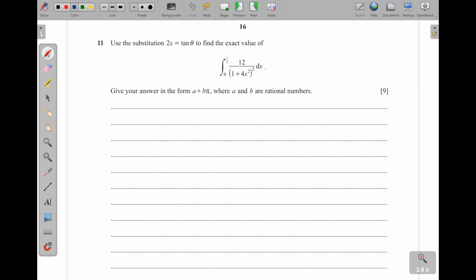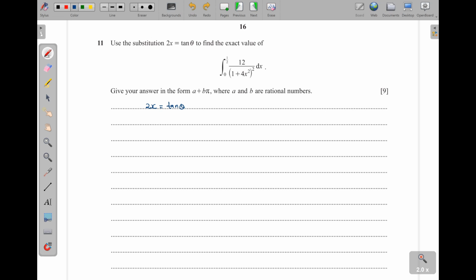Okay, use substitution 2x is equal to tan theta to find the exact value of that integral there. So we are using integration by substitution. Now we have 2x, which is equal to tan theta. So since they have given you another variable, you have to also change the x in terms of the new variable. So when I differentiate both sides, I'm going to have this 2x here differentiated.